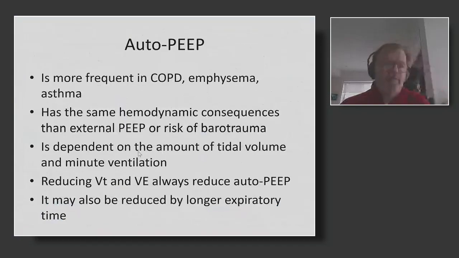So auto-PEEP will be more frequent in COPD, emphysema, asthma. It has the same consequence as external PEEP, or risk of barotrauma. And remember, it's very dependent on the amount of tidal volume and minute ventilation. The higher the volume you deliver to the patient, the higher the risk of auto-PEEP. Reducing tidal volume and minute ventilation always reduces auto-PEEP. And auto-PEEP may also be reduced by allowing longer expiratory time.